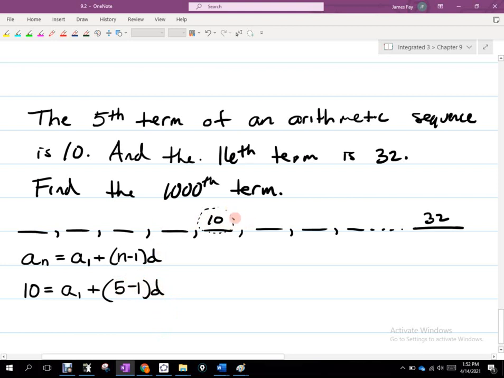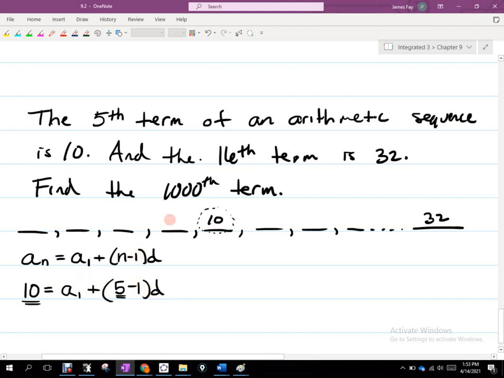Now, I don't know the common difference. I could do some trial and error, and I use small enough values here that trial and error could probably work if you had the time. But of the things in my formula, I don't know a sub 1 and I don't know d. But they tell me a sub n, they tell me the 5th term is 10, and if it's the 5th term, then they're telling me n. You got 2 variables here that you do not know.